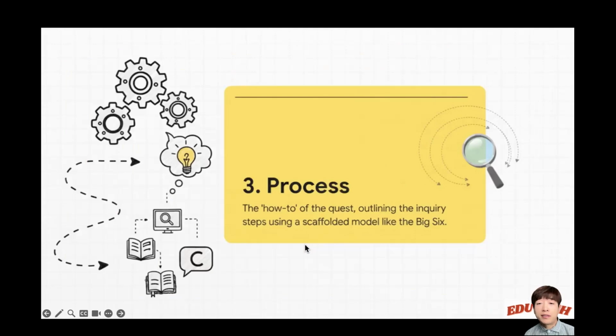Then you have the process. This is the how, the roadmap. It lays out the steps students will take to get from the problem to the solution. And this is not just a free-for-all search. It is guided by a specific inquiry model to make sure they are actually building those research and thinking skills. We are going to look at that model in just a minute.